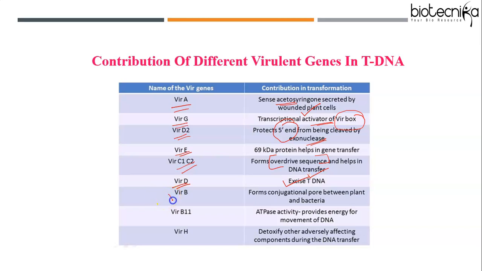VirB forms a conjugational pore through which the transportation takes place. Of course, for the movement of DNA you require some input of energy, that is provided by VirB11, ATPase activity. And finally, we have VirH that will detoxify any molecular components that may come into the transportation process, that is, during the DNA transfer.